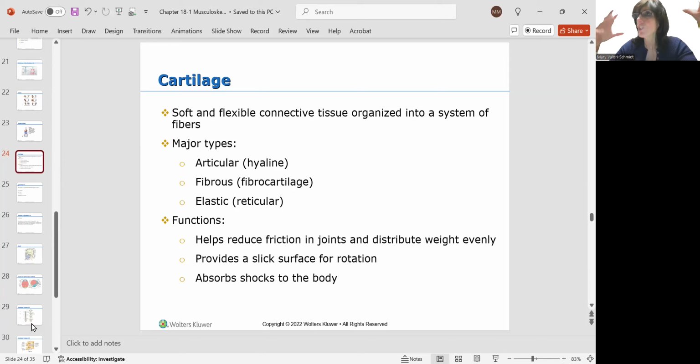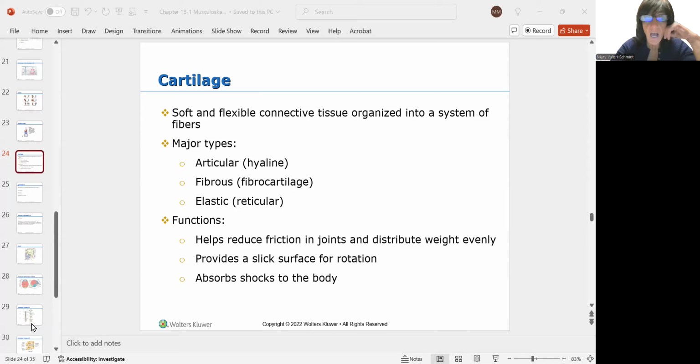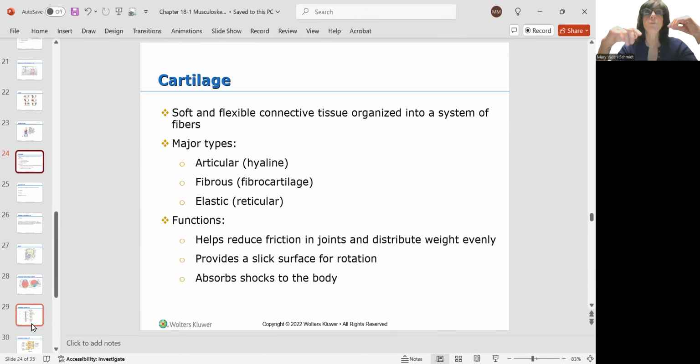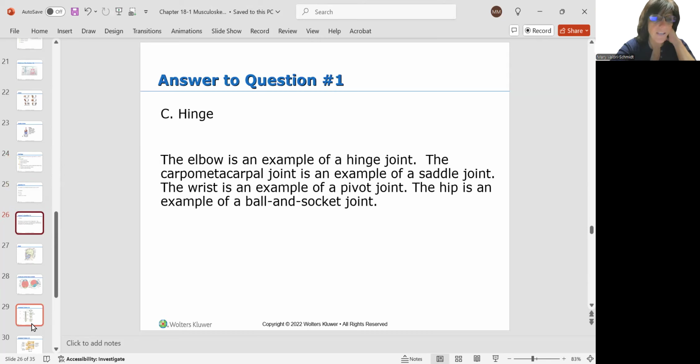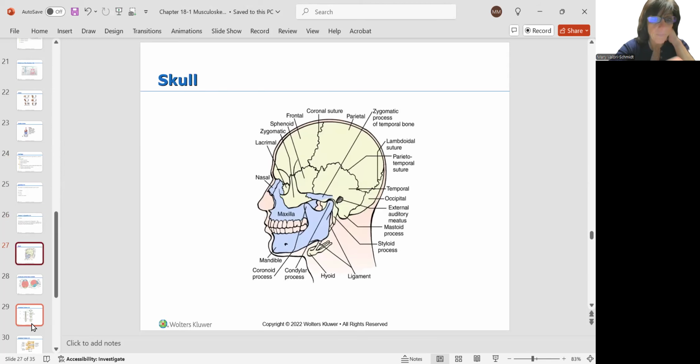Does a lot of things. It's a shock absorber in some parts of your body, helps reduce friction in some joints, and provides a surface for rotation. There's cartilage also here in that ellipsoid joint at the base of the neck. Question, the elbow is an example of which type of joint? If you said that was a hinge joint, you would be correct.